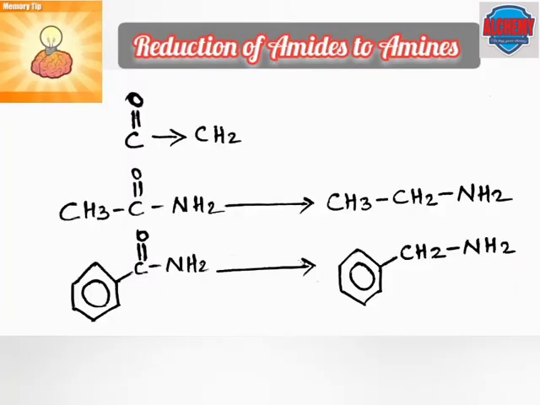The memory tip for reduction of amides to amines is given here. The carbonyl group, that is C double bond O, is converted to CH2. Or in other words, the C double bond O is reduced to CH2. That is, oxygen is removed and hydrogen is added. Two examples are given here.